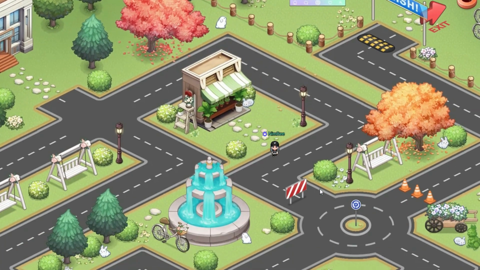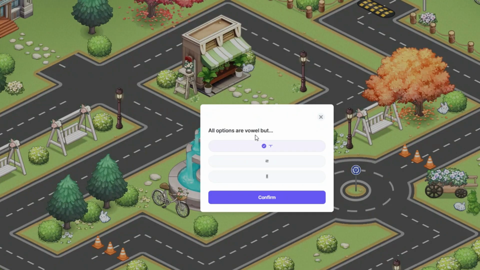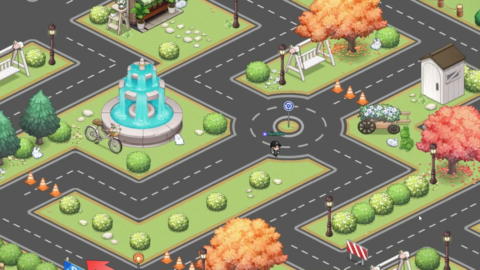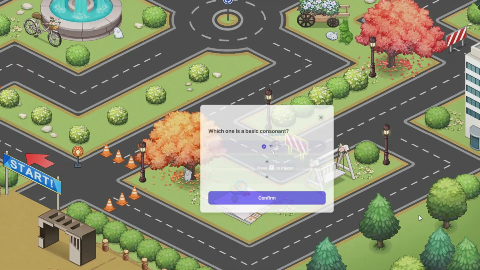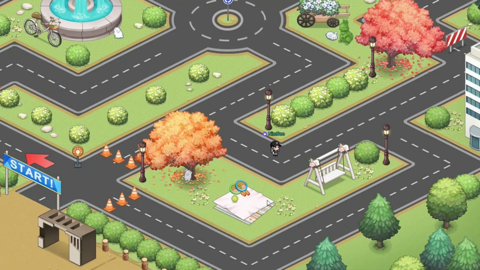Where am I? Oh, this is the next question. All options are vowels, but I think this is a vowel and this is a vowel. Maybe this one? Yes. Where's the next one? Oh, here. Which one is a basic consonant? What do you think, guys? Maybe this, or this. I think these are all consonants, but basic consonants? This one? Yes.